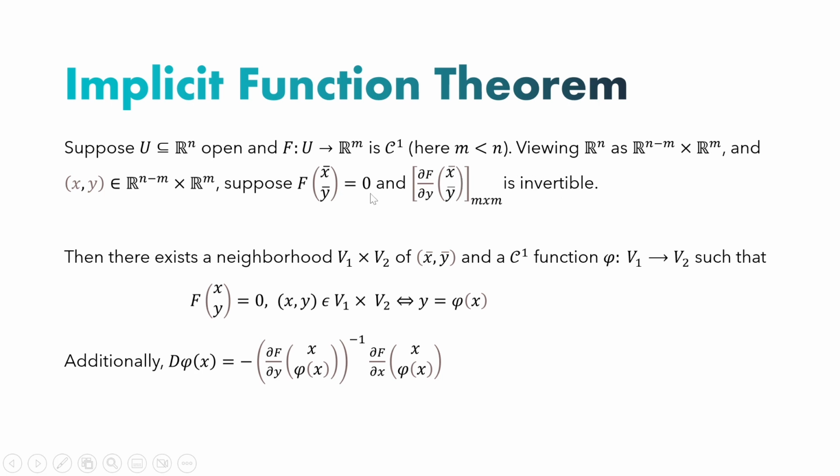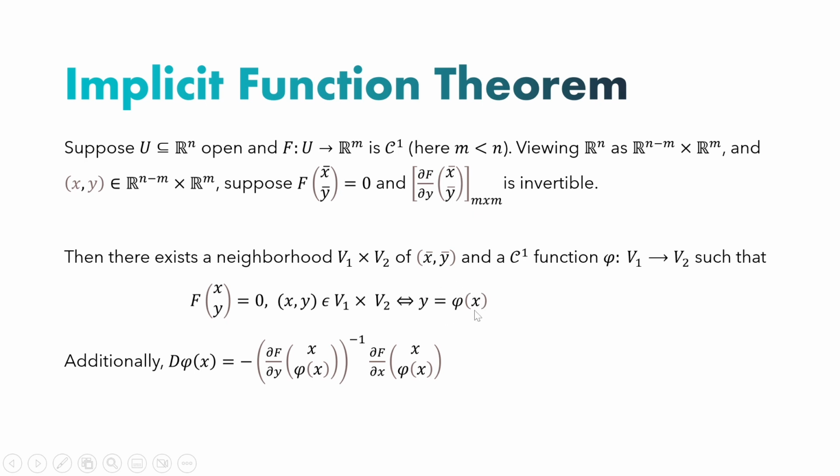So if these conditions are true, we have our conclusion of the implicit function theorem, which says then there exists a neighborhood v1 cross v2 of this point x bar y bar. So v1 is the neighborhood part around x bar and v2 is the part around y bar. So in total, this is a neighborhood around the entire point. And there exists one function phi from the first part of the neighborhood to the second part of the neighborhood such that this condition holds, which is saying that the function equals 0 and the point is in the neighborhood exactly when y equals phi of x.